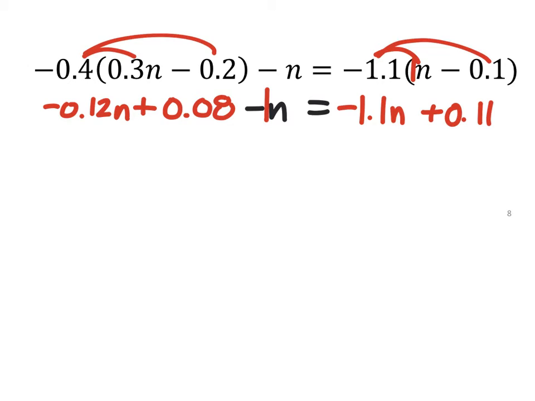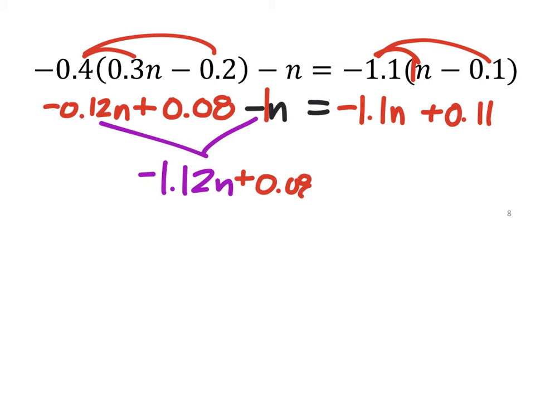And now that we've done that, we can look to combine any like terms that we have, such as these n's right here. Now that's negative 0.12 minus 1, and you could type that into your calculator, but it's going to give you negative 1.12. That's how many n's we have. Now I still got that plus 0.08, which equals the stuff on the right side of the equal sign, negative 1.1n plus 0.11. So again, I'm forcing this equation to be even smaller until we figure out what just one of those n's is.